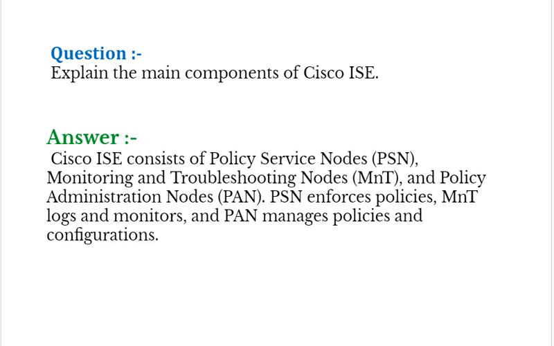Our next interview question is: explain the main components of Cisco ISE. Your answer should be: Cisco ISE consists of Policy Service Nodes PSN, Monitoring and Troubleshooting Nodes MNT, and Policy Administration Nodes PAN. PSN enforces policies, MNT logs and monitors, and PAN manages policies and configurations.